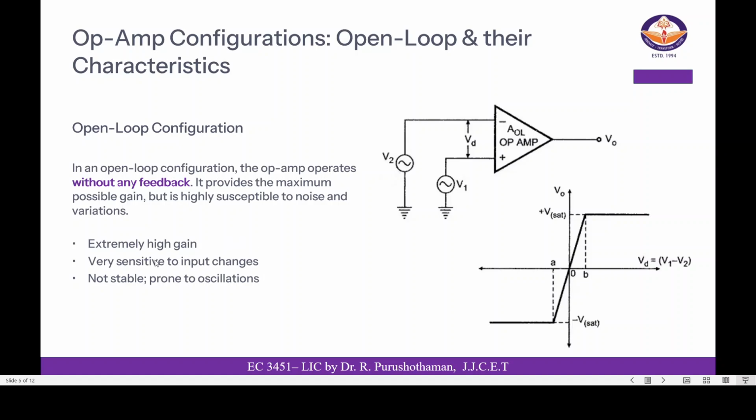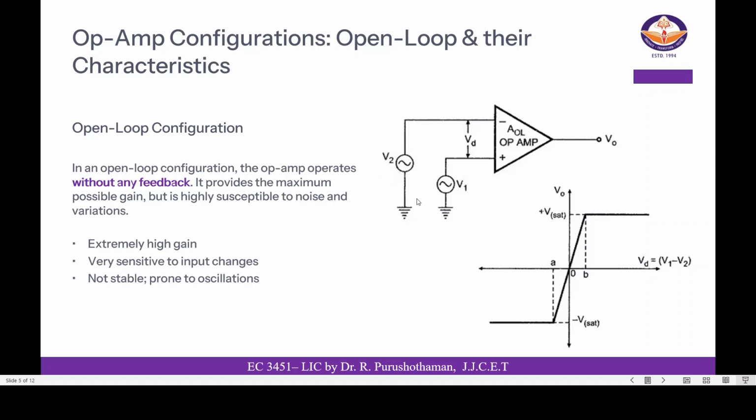Some key features are extremely high gain. It is very sensitive to input changes and not stable, that is prone to oscillations. This is the diagrammatic representation of the open loop configuration of the operational amplifier. The AOL is nothing but open loop gain, A is gain, and OL represents open loop. This is the inverting terminal, this is the non-inverting terminal.